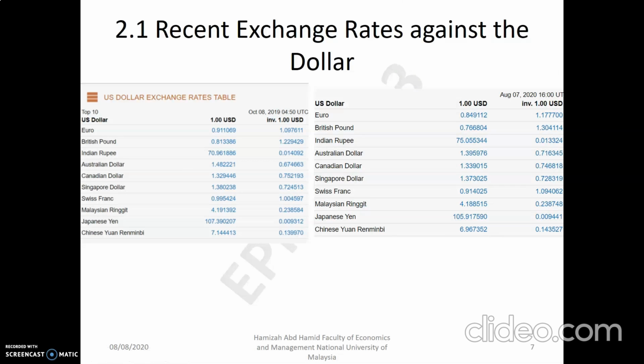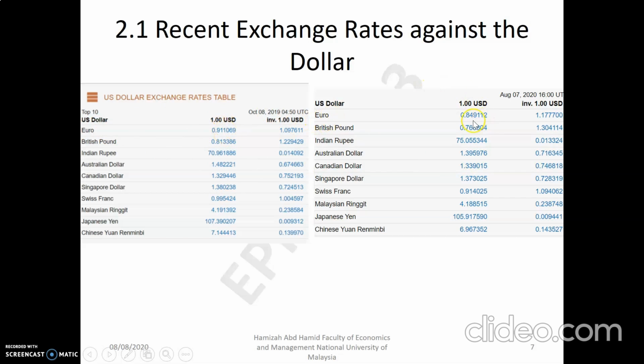Okay. Before we move on, let's view some recent exchange rates against the dollar. Usually, when we are talking about international currencies, we use the US dollar to quote the other national currencies. So as you can see, this was in 2019. This is less than a year ago. In October 2019, it took 90 euro cents for a US dollar.